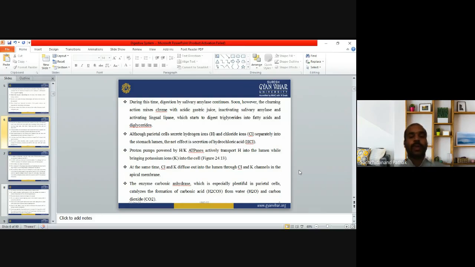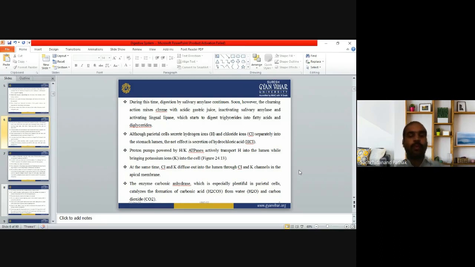Parietal cells secrete hydrogen ions and chloride ions separately into the stomach, and this causes the secretion of hydrochloric acid, HCl. So HCl production is in the stomach. How is it produced? Due to the parietal cell. The parietal cell secretes hydrogen ions and chloride ions separately into the lumen. When the hydrogen and chloride in the lumen combine, they form HCl.